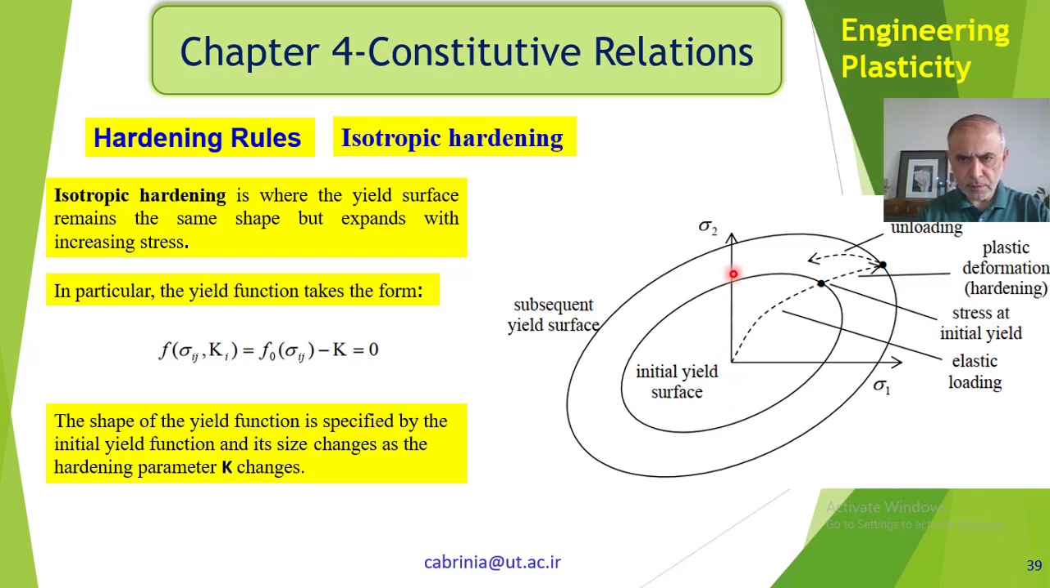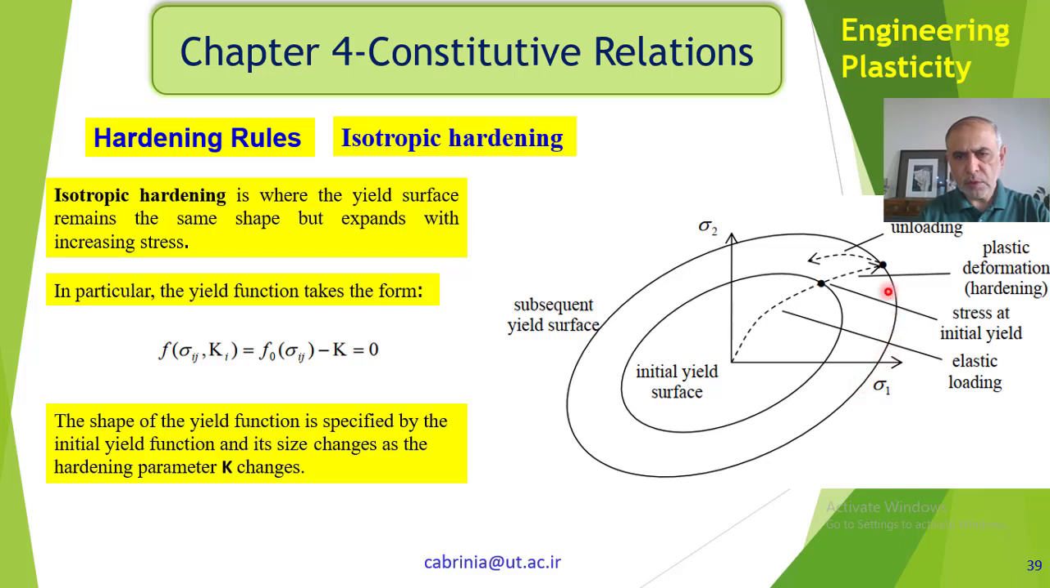You can see here we have sigma 1, sigma 2, and these are the initial yield surface and the subsequent evolved yield surface. These two ellipses are shown in 2 dimensions. That's the first one. For the case without hardening, for rigid plastic materials, this remains the same and doesn't change as you increase the strain and deformation.